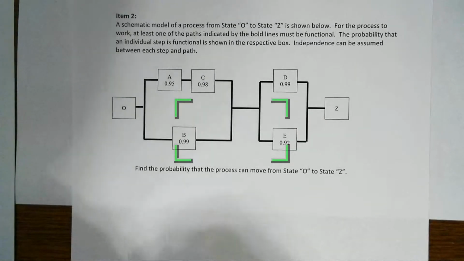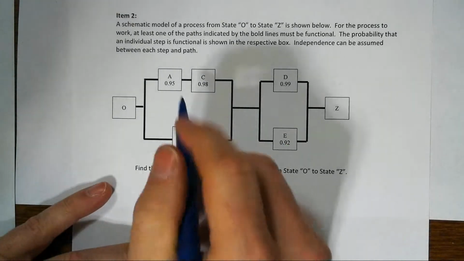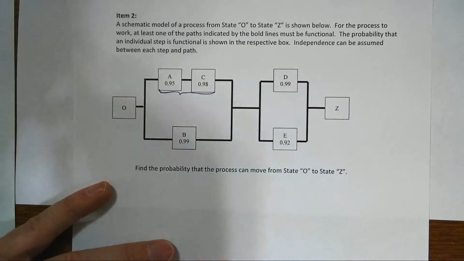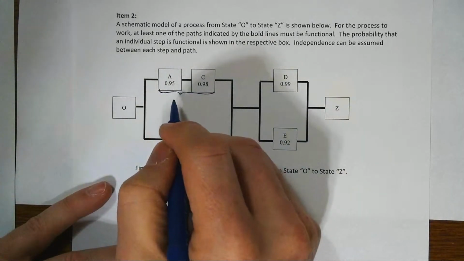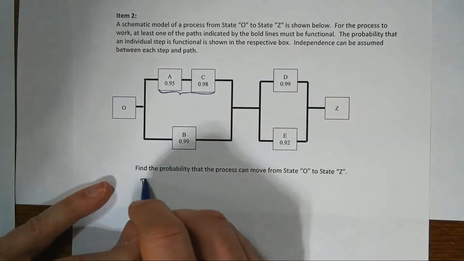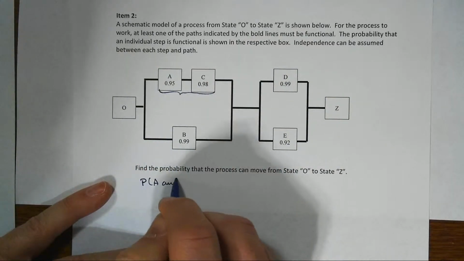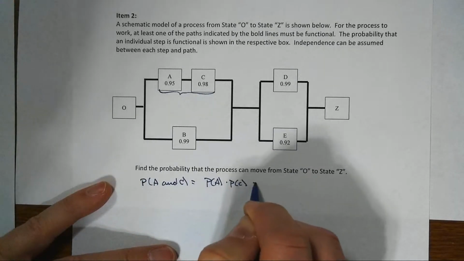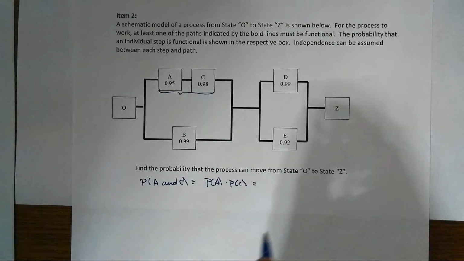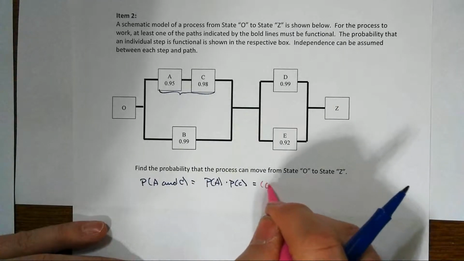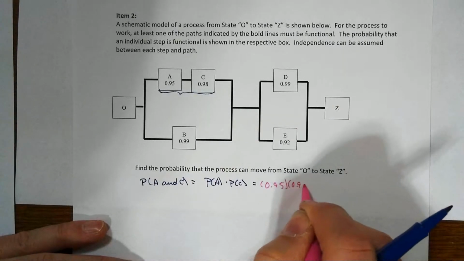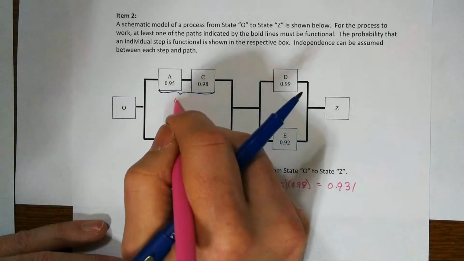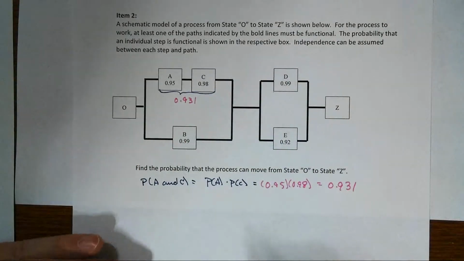Right, so one thing that I would say is right away let's look at, to get through this one branch, we can replace that with a single event. That's the probability of A and C, which is equal to the probability of A times probability of C. That's 0.95 times 0.98, and that will equal 0.931. So we can replace that with a single probability.